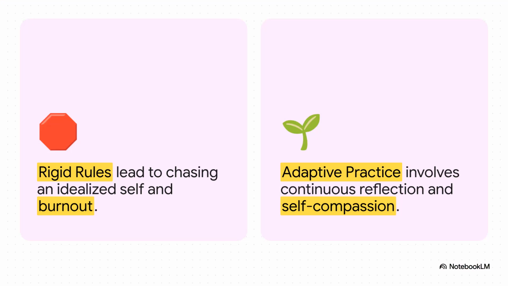Our second source drops a major truth bomb right here about how we frame our goals. Notice the stark difference between rigid rules and an adaptive practice. Setting super rigid rules usually just means you're chasing that impossible idealized self, and it almost always leads straight to burnout. Instead, you want an adaptive practice. That means continuous reflection and, above all, self-compassion.